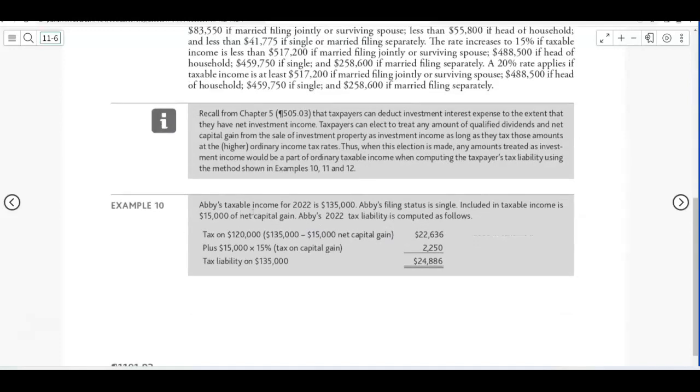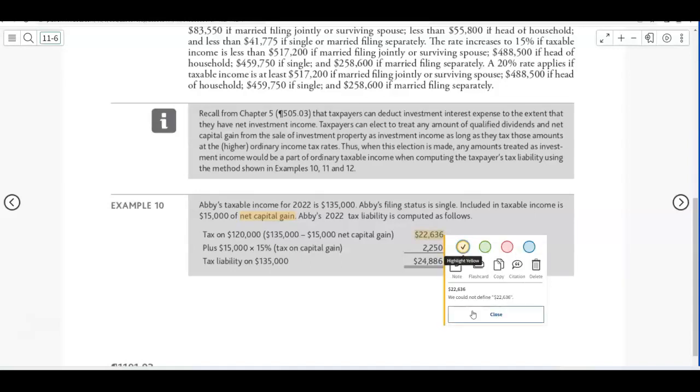Okay, here is an example. Abby's taxable income for 2022 is $135,000. Abby's filing status is single. Included in the taxable income is $15,000 of net capital gain. So if you have net capital gain, that will be good, favorable tax rate. Abby's 2022 tax liability is computed as follows. Tax on 120, which is 135 minus 15. Using tax table, regular taxable income, you calculate a dollar amount, let's say $22,000.